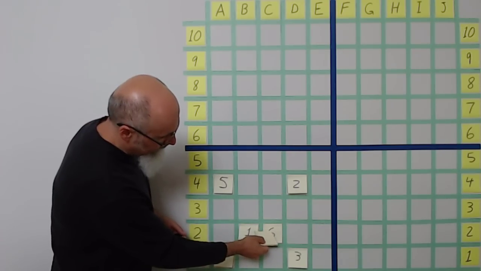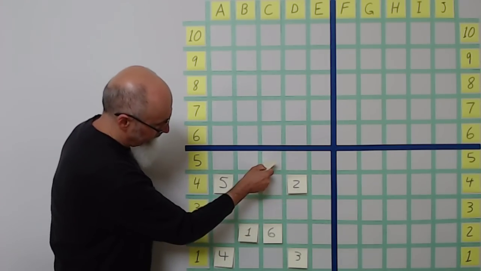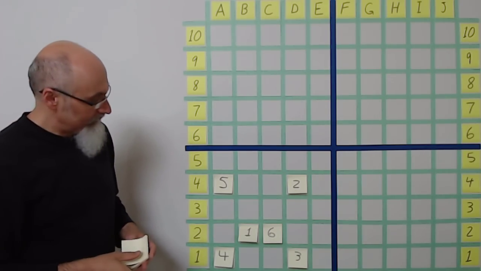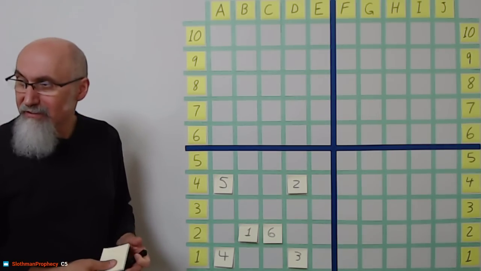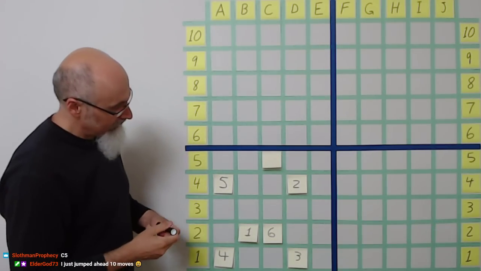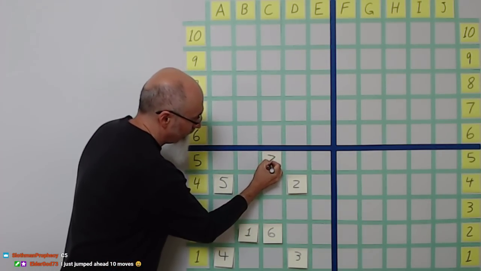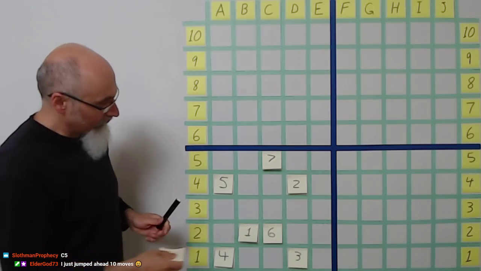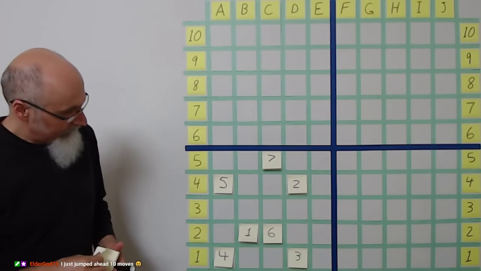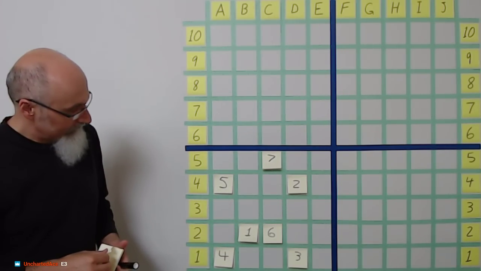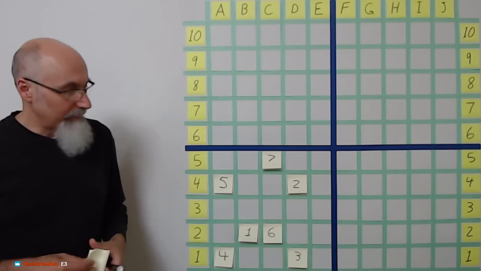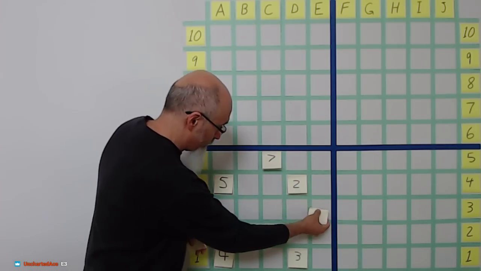So 7, we could do here or here to stay within the grid. C5. Okay, we go up. 7. So we've got two possibilities, 8 or 8. We could do the rounds, 1, 2, 3. E3. Okay. 8.